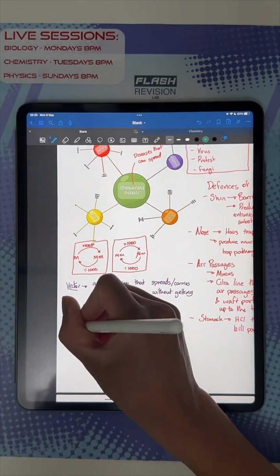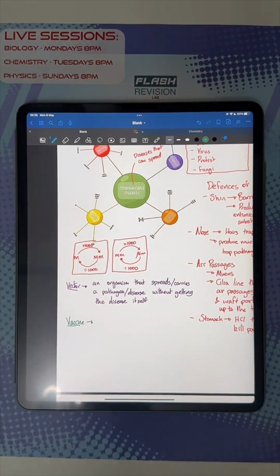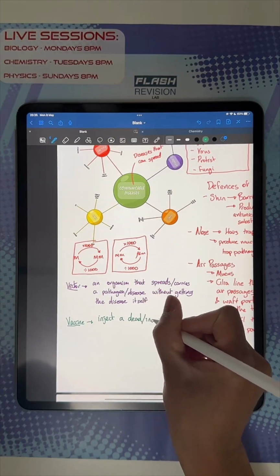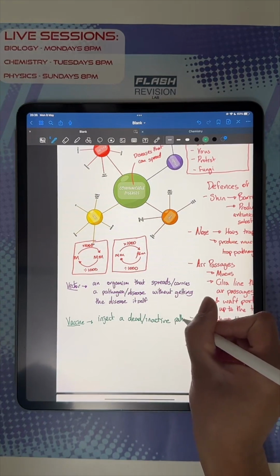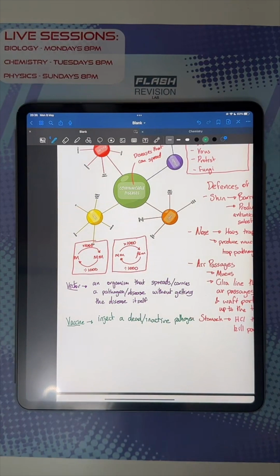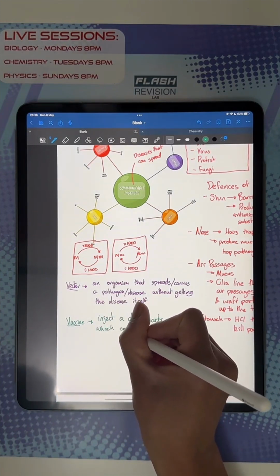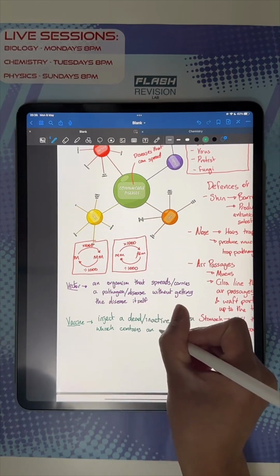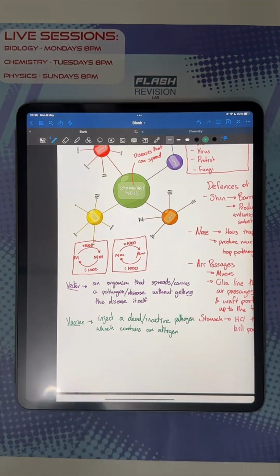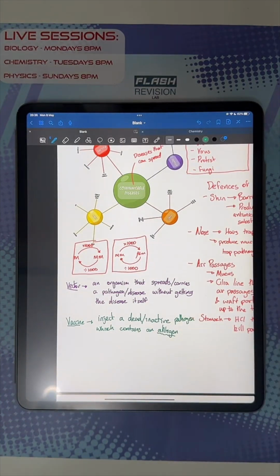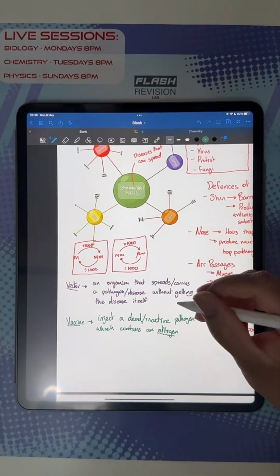Vaccinations, so you inject a dead or inactive pathogen, and the inactive pathogen has an antigen. An antigen, guys, is basically a marker that pathogens have. It's on the outer part of a pathogen, and every pathogen has a different antigen. And that's how our body recognizes that it's a new type of pathogen. So it contains an antigen, and then what does our body do?